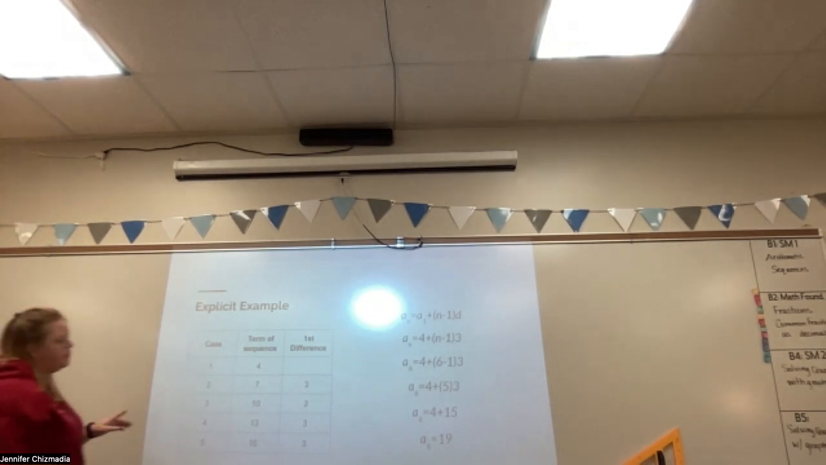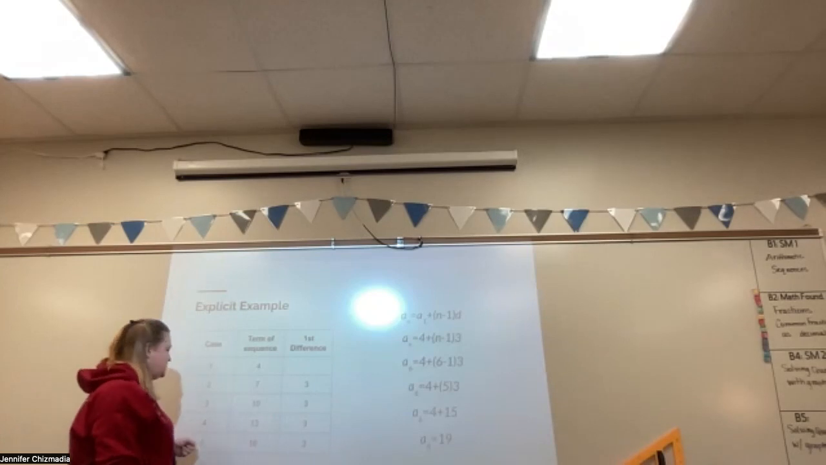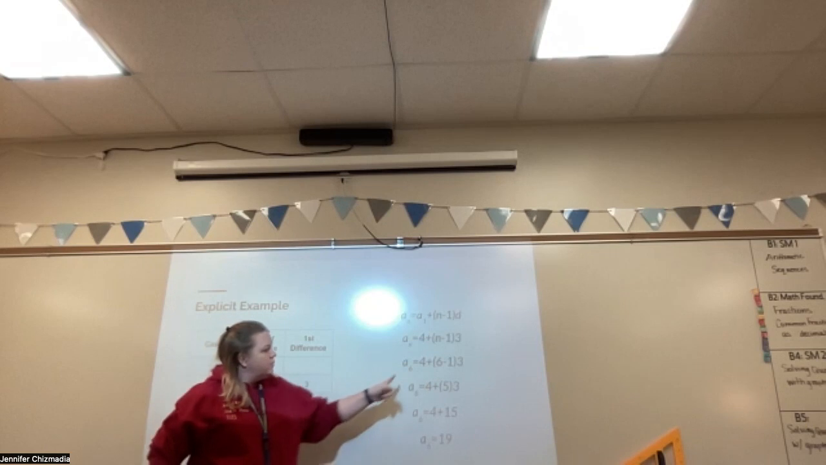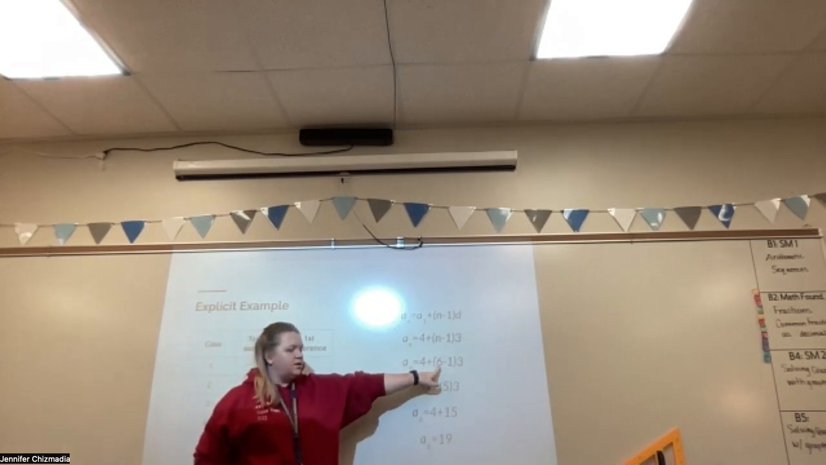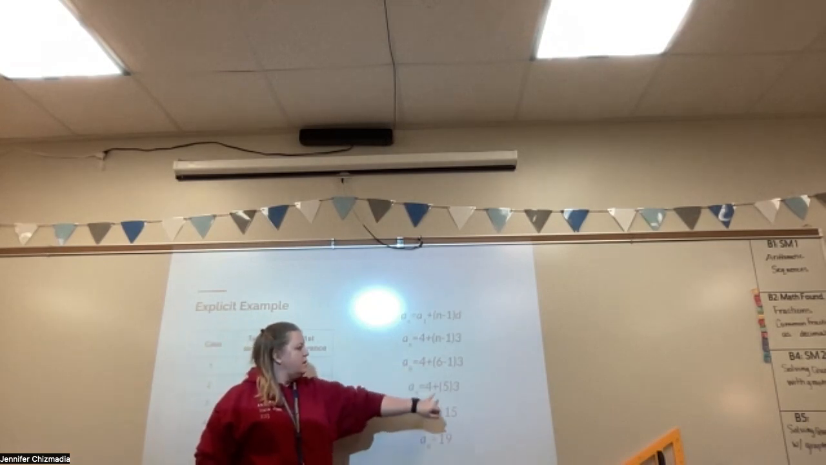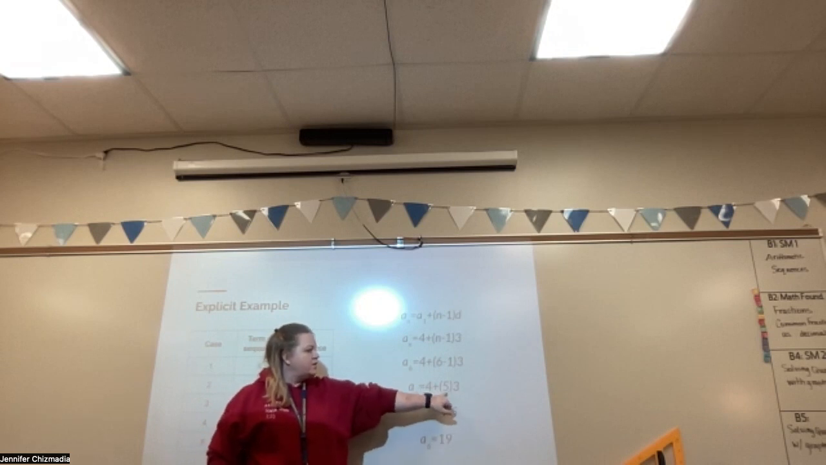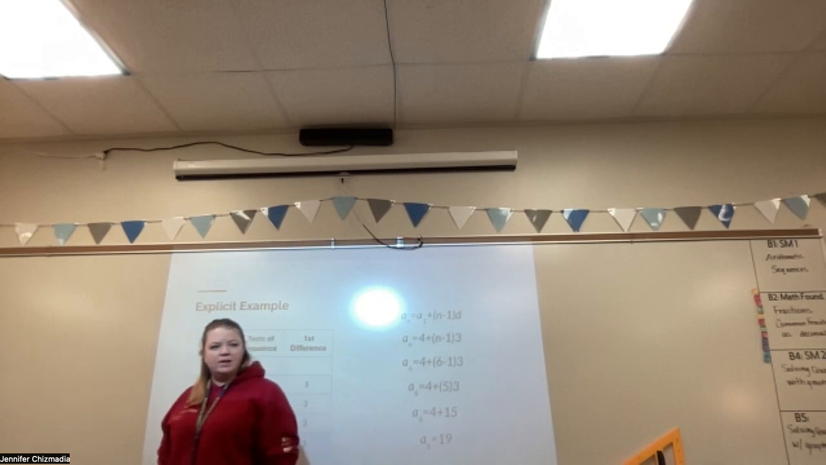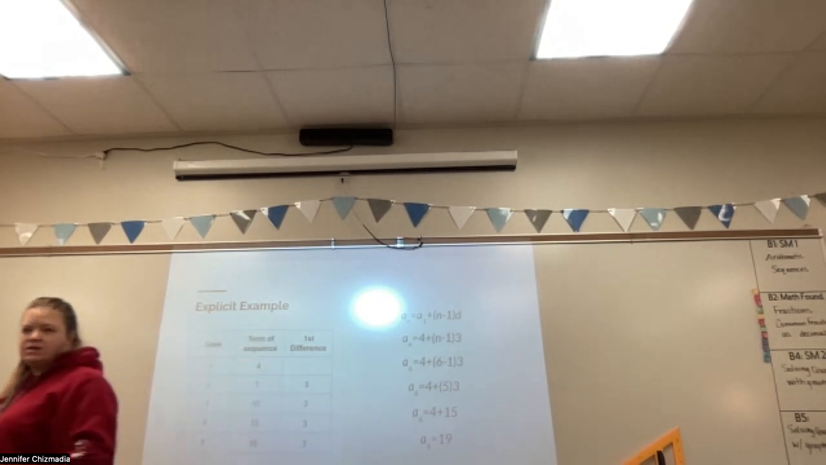Okay. So if we want to find a sub 6, like we did last time with the recursive, we would leave our 4, put in a 6 for our n, and then just do that math. 4 plus 5 times 3, 4 plus 15 equals 19. Is that what we got last time? We had 16 plus 3.